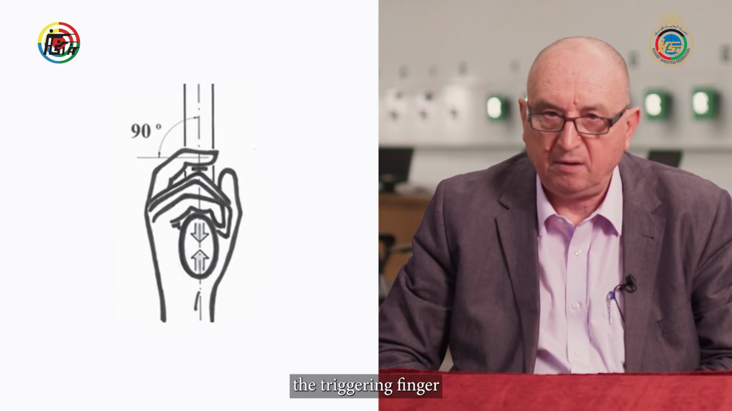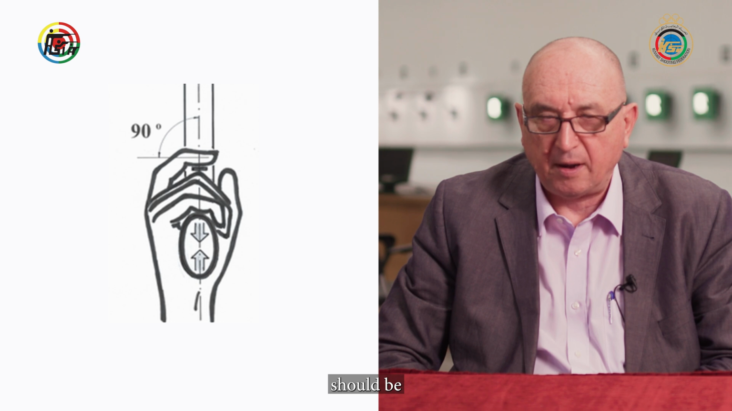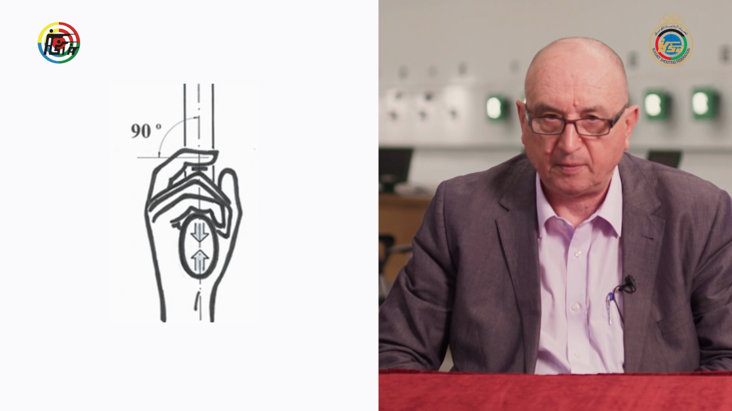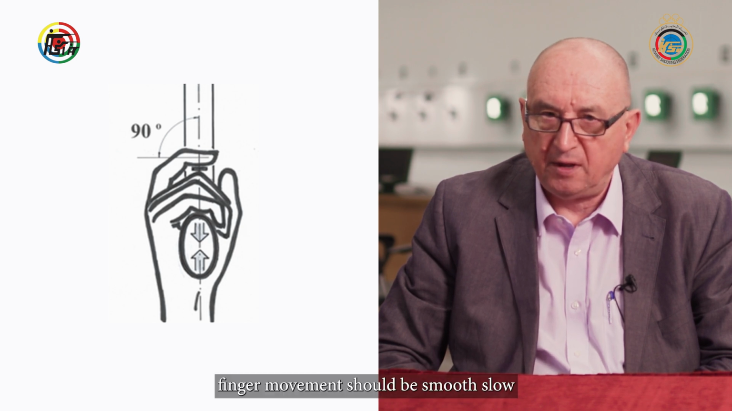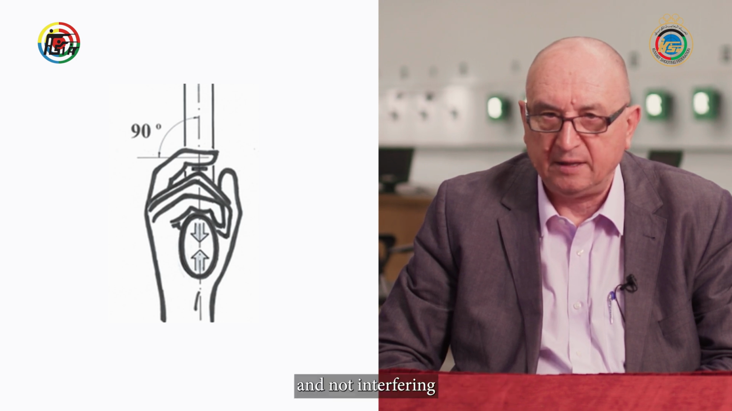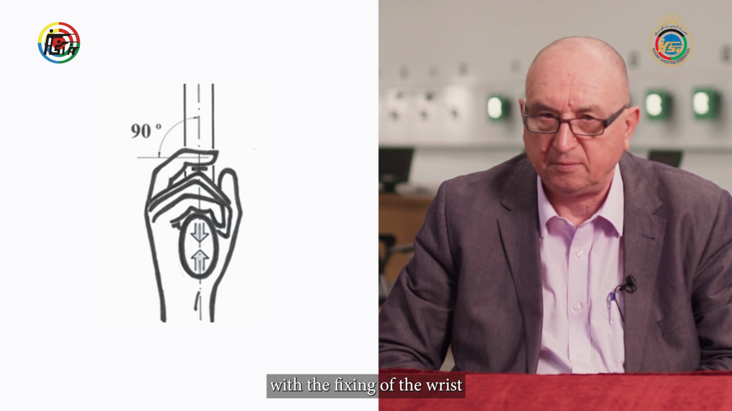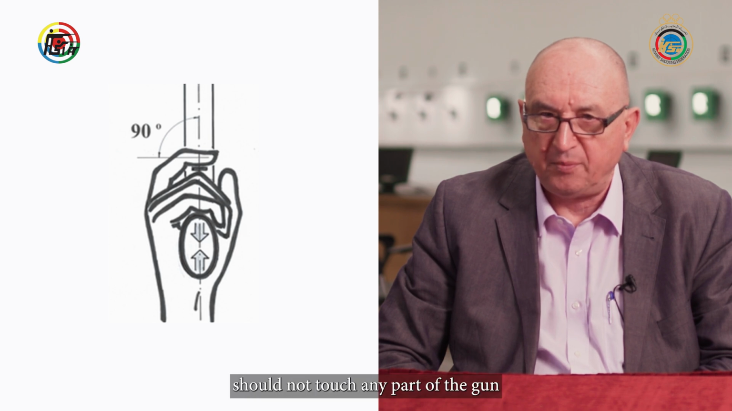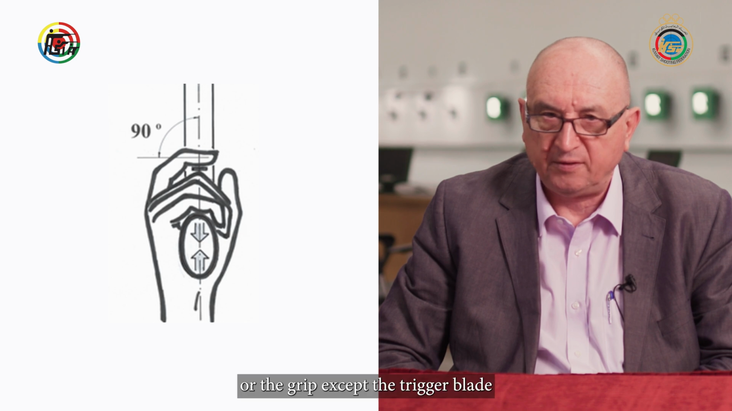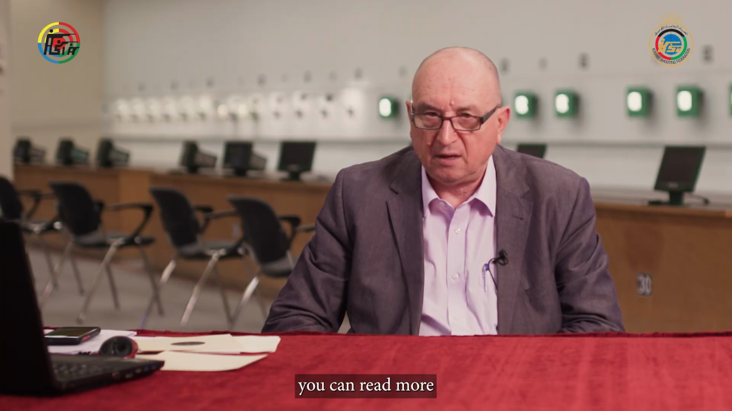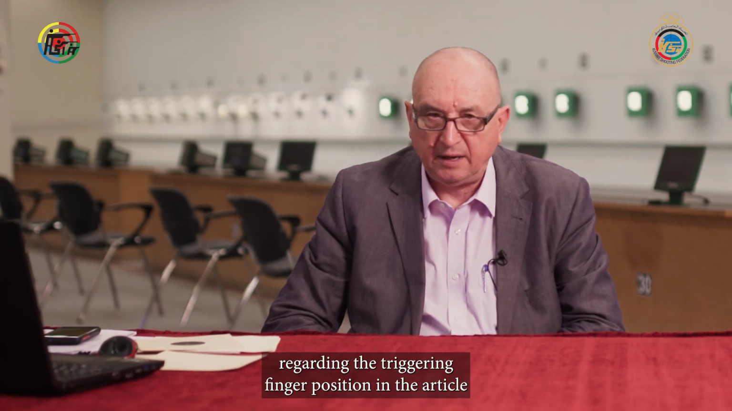The triggering finger should move parallel to the barrel of the pistol. The triggering finger movement should be smooth, slow, and not interfering with the fixing of the wrist. The triggering finger shouldn't touch any part of the gun or the grip except the trigger blade. You can read more regarding the triggering finger position in the article Sport Pistol Shooting.